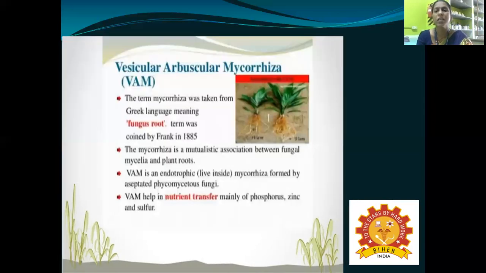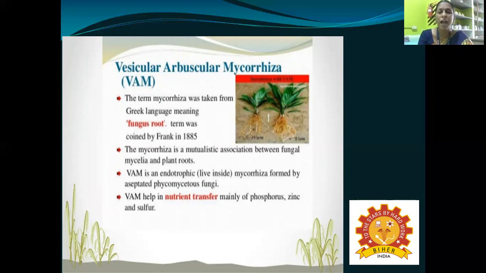And the next thing, what is VAM? VAM means vesicular arbuscular mycorrhizae. The term mycorrhizae was taken from the Greek language. It means fungus root. The term was coined by Frank in the year 1885. Mycorrhizae is a mutualistic association between the fungi, especially of mycelia, and the plant roots.